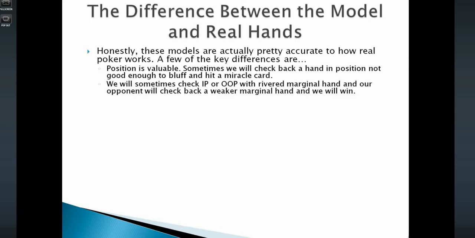We will sometimes check in position or out of position with a rivered marginal hand, and our opponent will check back a weaker marginal hand and we will win. Once again, that's not taken into account in the model.